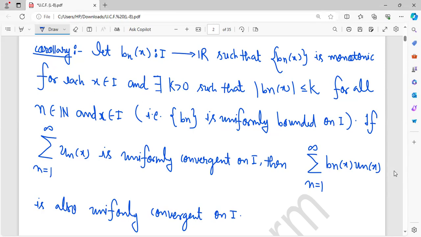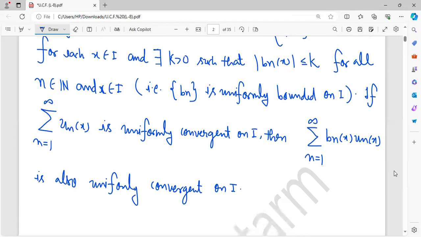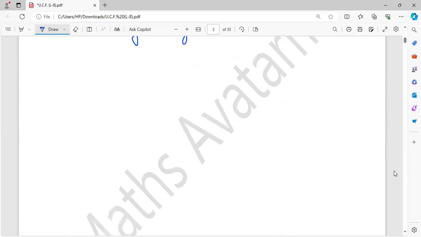So this is a more general result than Abel's test, because in Abel's test we have taken b_n(x) to be a non-negative function and monotonically decreasing. Here we are not taking that the b_n functions are non-negative. Moreover, we are not saying that they are only decreasing; we are saying that they are monotonic. They can be monotonically increasing as well. So let's prove this result.